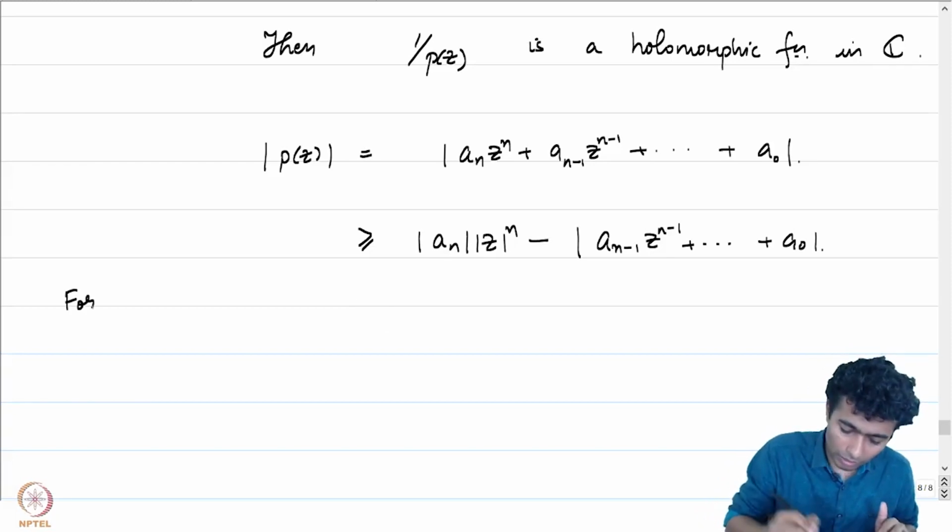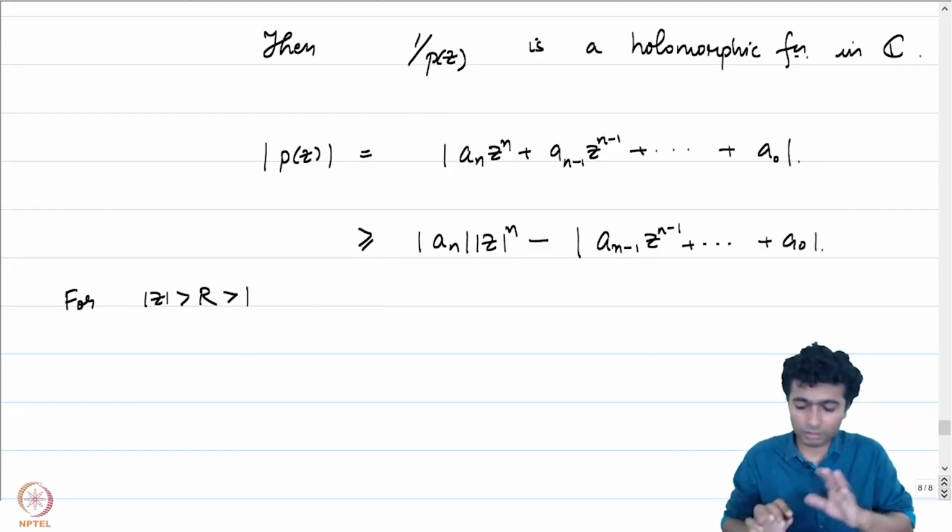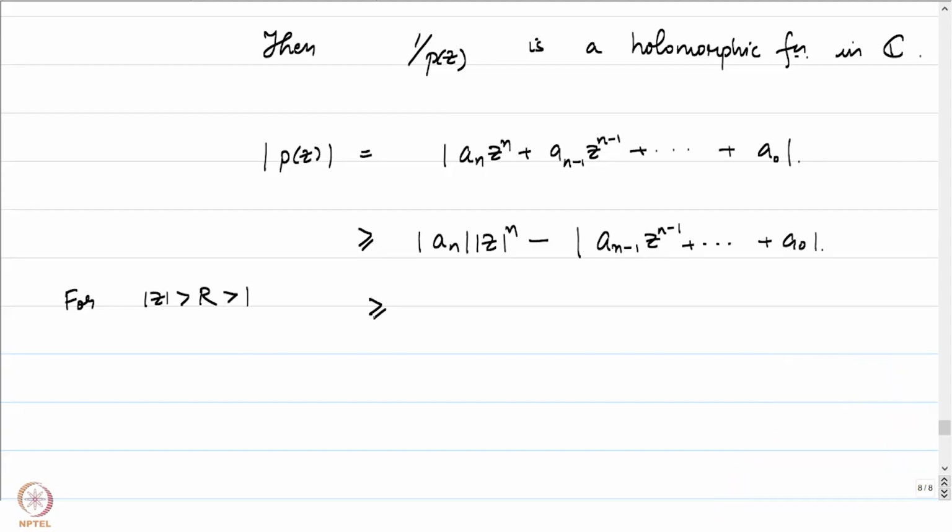For mod z greater than some capital R, which is say greater than 1, we can say that this is greater than or equal to mod z to the power n times mod a n minus 1 by mod z times absolute value of a n minus 1 plus all the way up to a0 by mod z to the power n minus 1. We can say something like this.